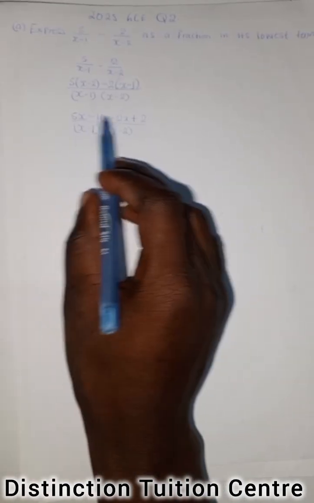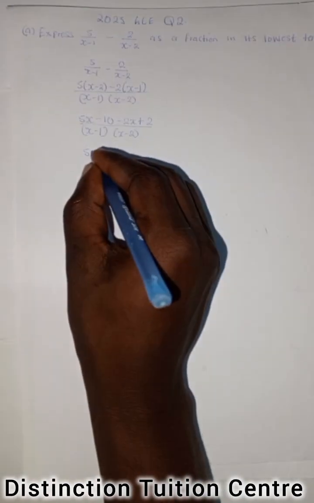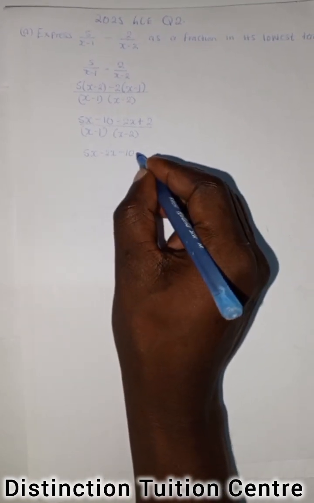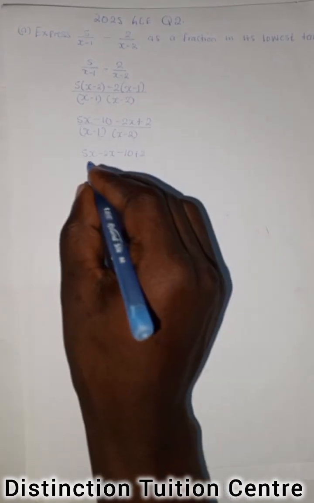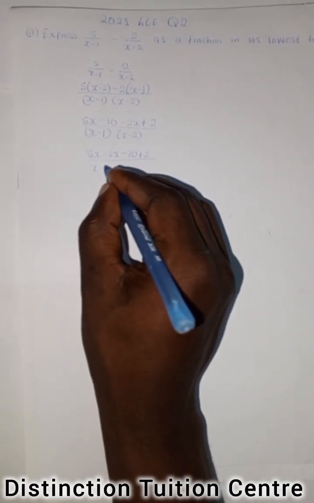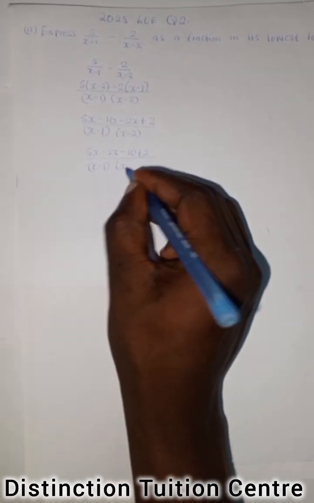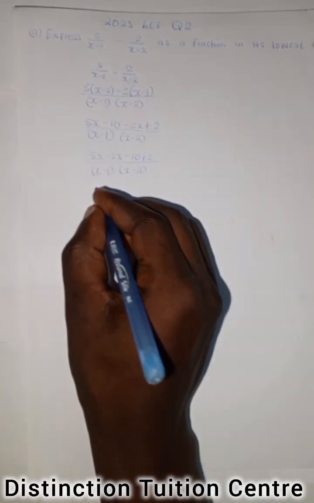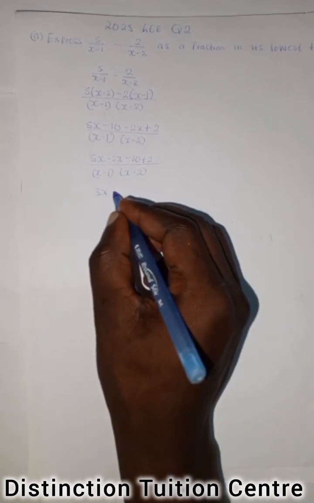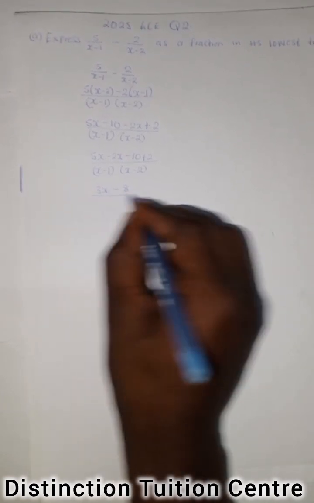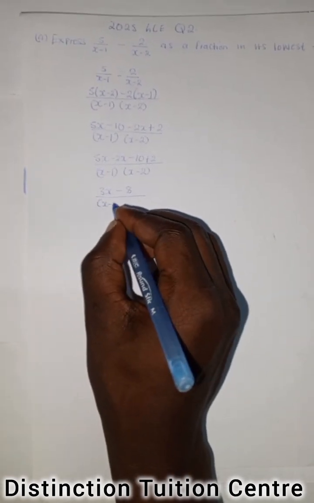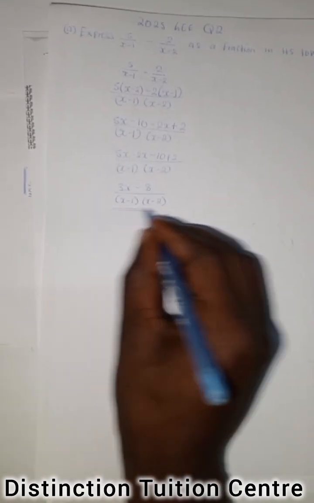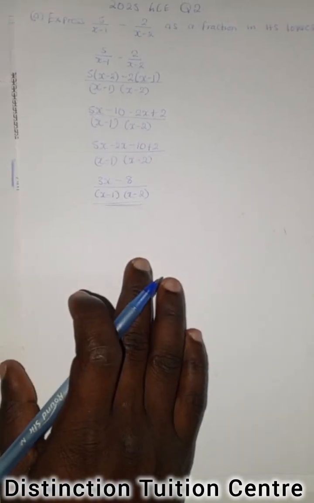Thereafter, we can see that we have some like terms, this and that. Let's put them together. 5x minus 2x. The other side we have negative 10, then plus 2. Everything over x minus 1 and x minus 2. Now, right here, this will give us 3x, and this will be negative 8. Everything divided by x minus 1 and x minus 2. Once you do that, the problem is done. Okay.